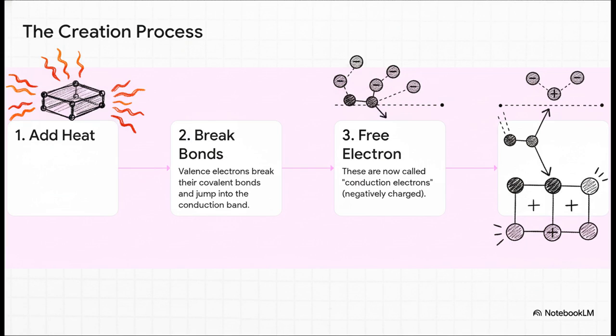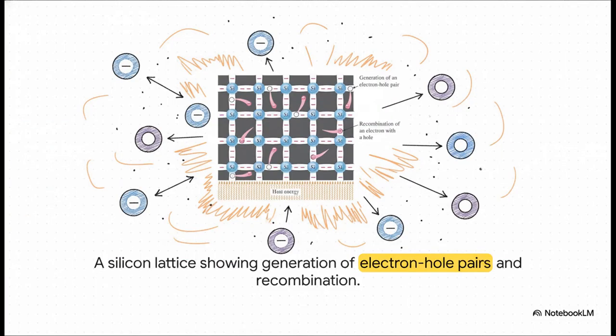These guys are now our conduction electrons, and they've got a negative charge. And the super important part, for every single electron that makes that jump, a positively charged hole is created right where it used to be. And you gotta understand, this isn't something that happens once and then it's done. Nope, it's happening constantly. It's a super dynamic environment inside that crystal. Heat is always creating new electron-hole pairs, and at the same time, other free electrons are running out of steam and falling back into empty holes. That's called recombination. The whole thing is just buzzing with activity.